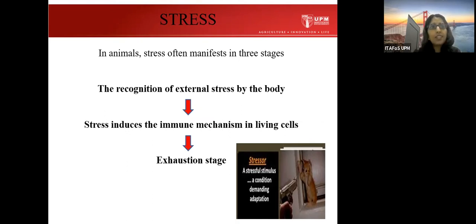In animals, stress often manifests in three stages. First is the recognition of the external stress by the body, which is known as the state of alarm. Secondly, the stress induces an immune response mechanism. If the stress persists, the body will try to adapt to the new environment. But even with that resistance, if the body fails to cope, it leads to the exhaustion stage. For example, this cat here tried to adapt to the new environment by holding its hands upwards while the gun is facing towards it. These are adaptation responses to a new stress environment.